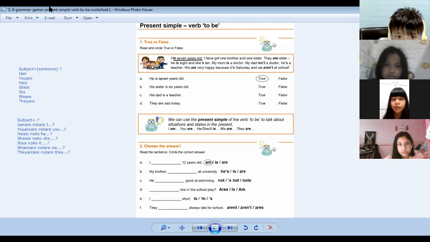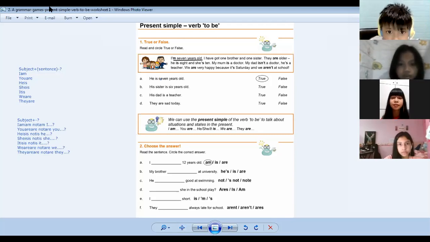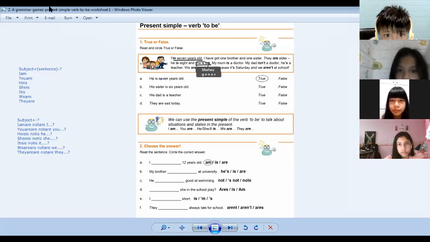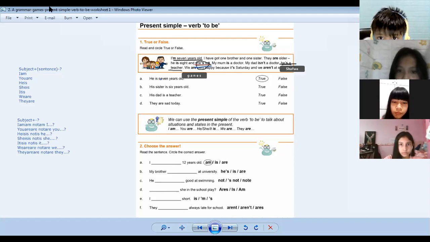And then how about B? False. What is the correct one? She is 10. Yes, that's true. And then C. Is it true or false? True. He is a teacher. That's nice, everyone.